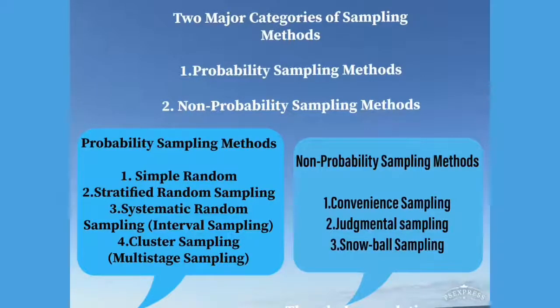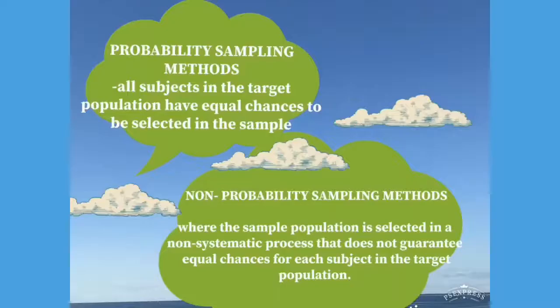Sampling types have two major categories, the probability sampling methods and the non-probability sampling methods. Probability sampling methods have four types: simple random, stratified random sampling, systematic random sampling or the interval sampling, and the fourth is the cluster sampling or the multi-stage sampling. While for non-probability sampling methods, we have three: convenience sampling, judgmental sampling, and the snowball sampling.